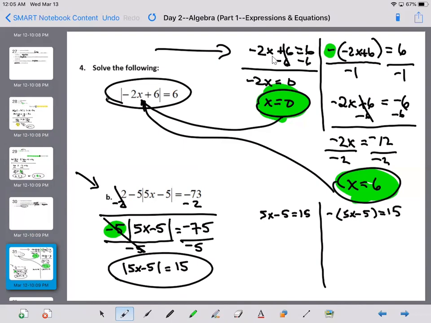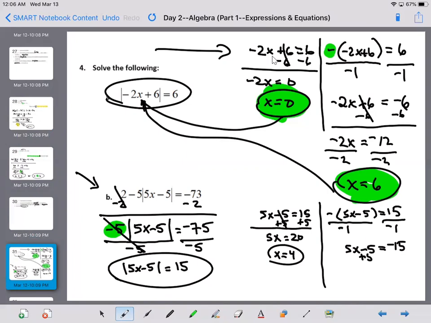So I'm going to add 5. So 5x is equal to 20. So x is equal to 4. And then over here, again, I'm going to divide by negative 1. And I'm going to get 5x minus 5 is equal to negative 15. Add 5. I'm going to get 5x is equal to negative 10. Divide by 5. I'm going to, on both sides, get x is equal to negative 2.